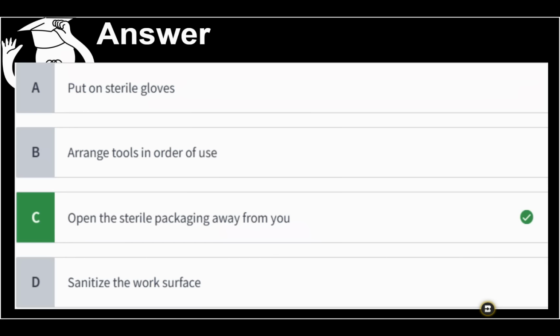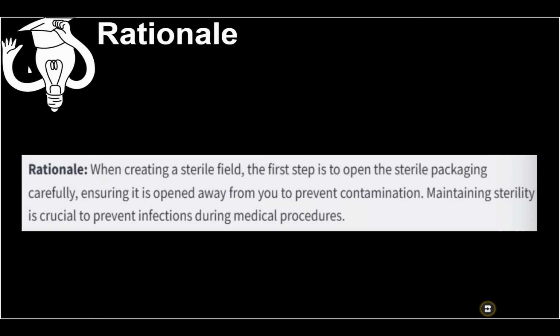The answer would not be option D, because remember, for sterile fields, we do not sanitize, we sterilize. Now, when creating a sterile field, the very first step is going to be to open the sterile packaging carefully, ensuring that it is opened away from you to prevent contamination. Maintaining that sterile field is crucial to prevent infections during medical procedures.